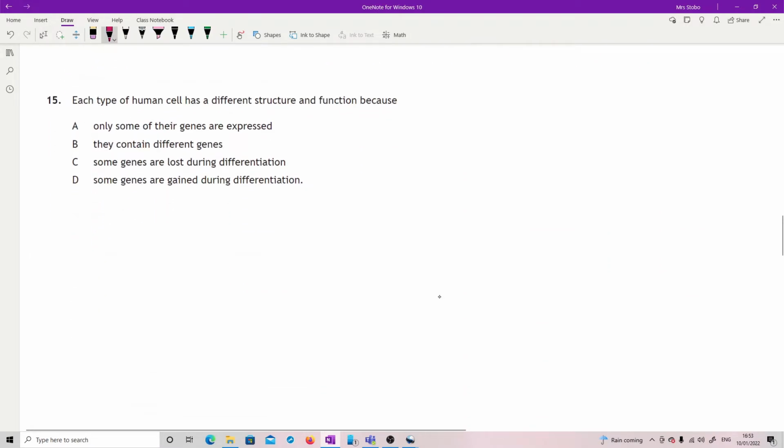Each type of human cell has a different structure and function because, okay, pretty much a straight recall question to be honest, it's because only some of their genes are expressed. It can't be because they contain different genes, because the whole point is that your DNA is the same in every cell. We don't lose genes. We just keep them turned off. And we don't gain genes. This would all be quite scary actually, the C and D options. It is just that we pick and choose which genes are expressed.